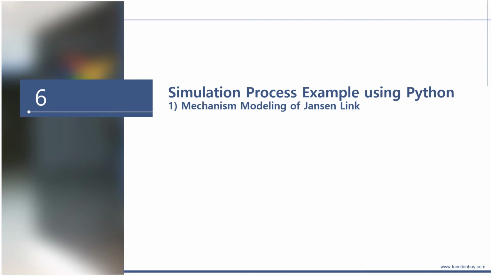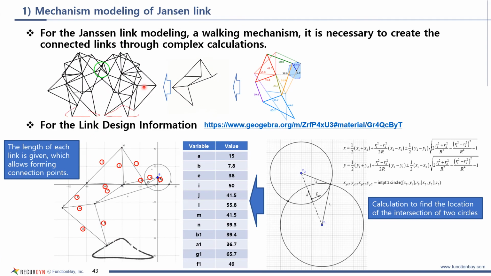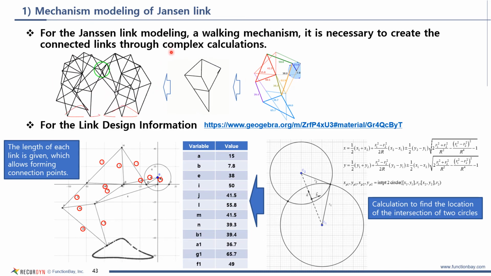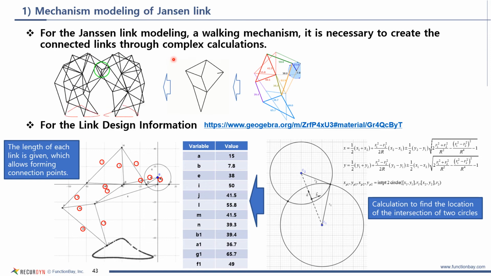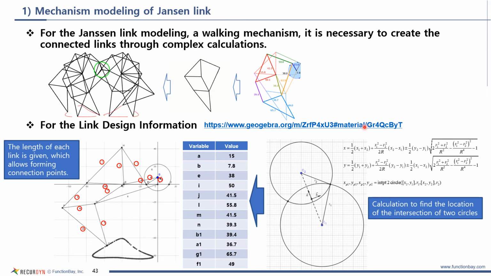Now, I will explain the code with related examples. The first example is a Jansen link mechanism model. The Jansen link is a kinematic drive implemented as a working mechanism using a combination of 4-bar linkages like this. This mechanism was first introduced by the Dutch artist Theo Jansen, and it has been called the Jansen link since then. The joint connection information of the Jansen link is complex. Click the link here to see the corresponding calculation formula.